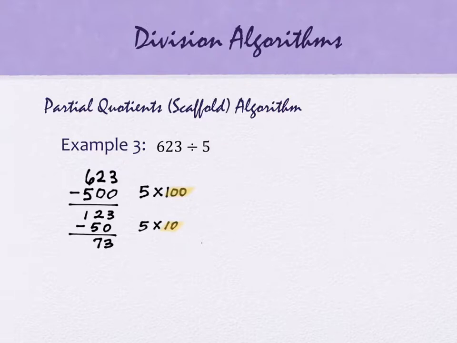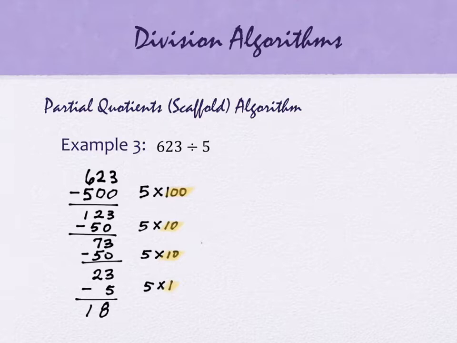Can I subtract 50 again? Yes, I can. So again, 5 times 10. Okay, so what's 73 minus 50? 23. Can I subtract 50 again? No. So what can I subtract? 5. And 5 is really 5 times 1. Okay, so 23 minus 5 would be 18.